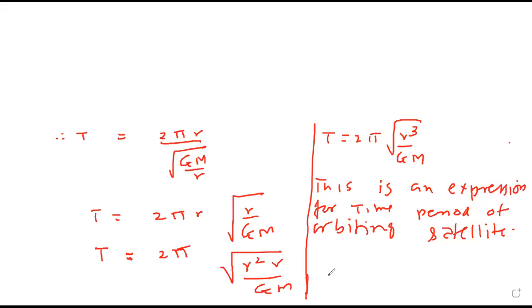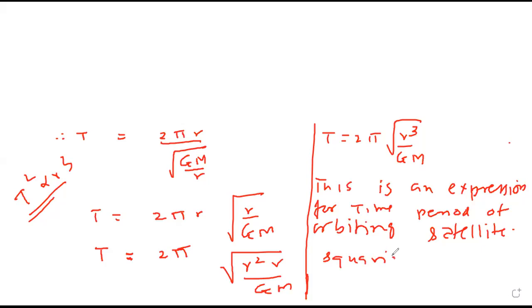Yes, completed. This is an expression for time period of orbiting satellite. Completed till this? Avan, suppose they say, show that T square is proportional to r cube. Then what will you do? This they ask. Squaring on both the sides. Correct, squaring on both the sides.